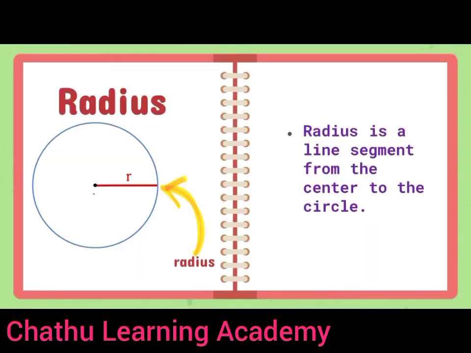Here this is the midpoint. If I label it as O, then this line segment from the center point to any point on the circle is called a radius. We can draw another radius like this from the center point to any point on the circle. If I consider it as A, then this is another radius of this circle. Likewise, you can draw any number of radii.